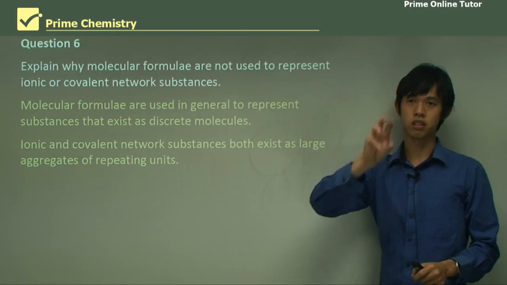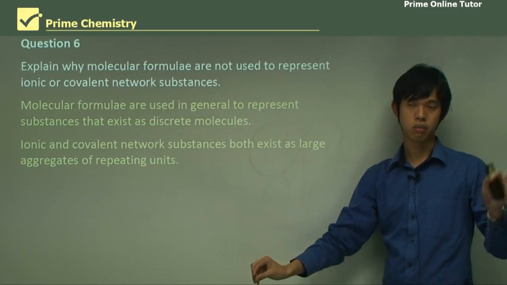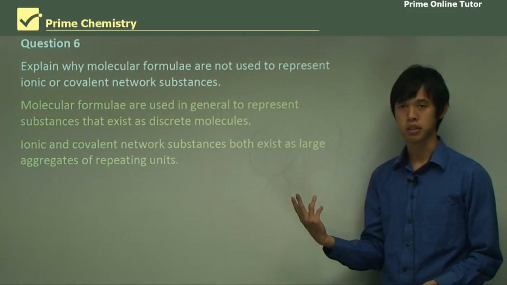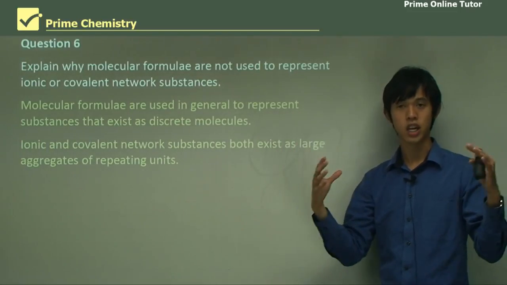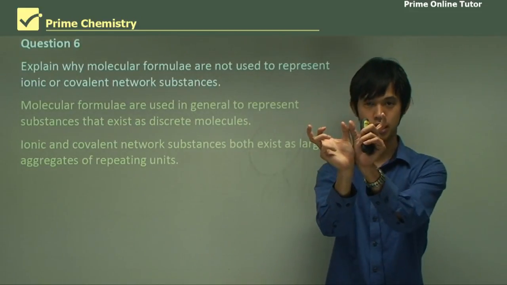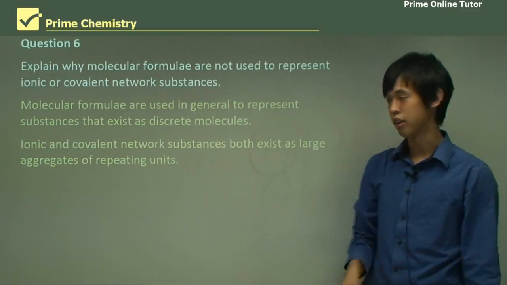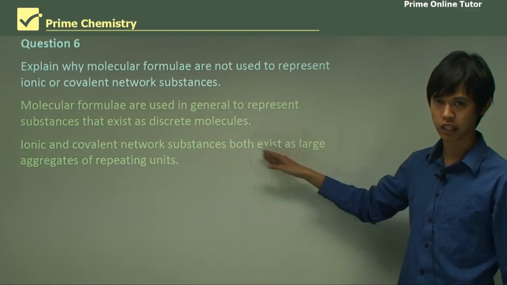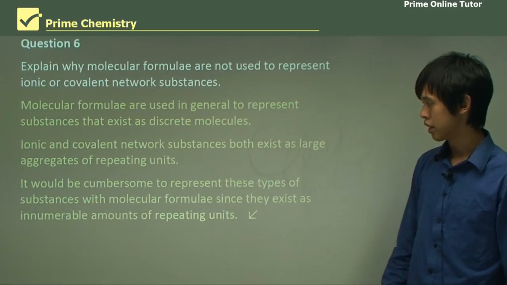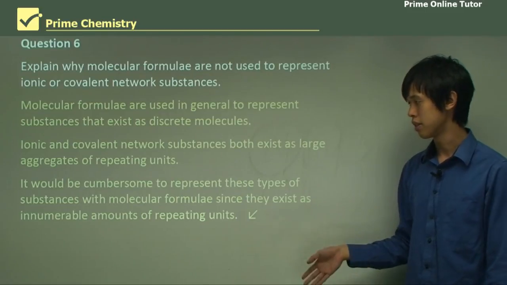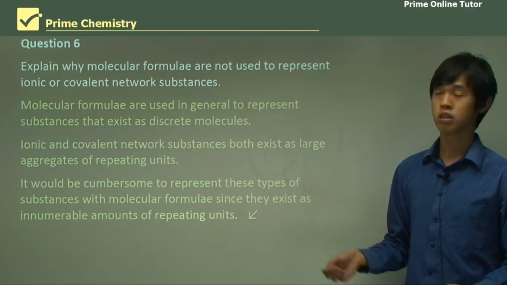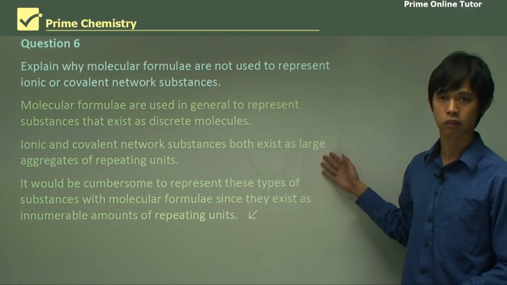So CO2 will just float around by itself. It doesn't want to interact with other CO2 molecules. But ionic and covalent network substances exist as very big chunks of lots of repeating things. So there'll be like NaCl here, followed by NaCl here, then it just keeps repeating, right? So it's very different in its structure to a covalent molecular substance. So it would be cumbersome to represent these types of substances with molecular formulae, since they exist as innumerable amounts of repeating units.